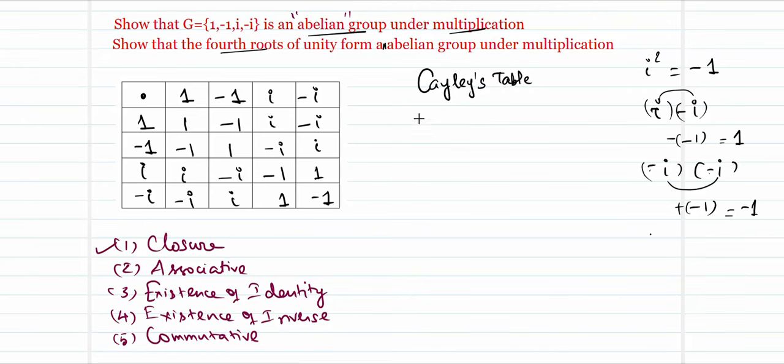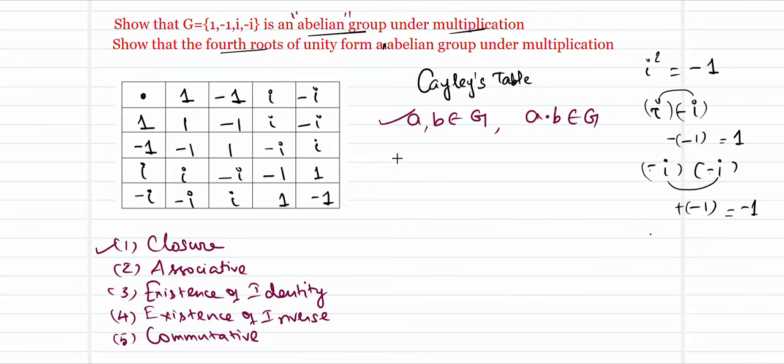What do you mean by closure? If I take any elements a, b belonging to the set G, the product a dot b must also belong to the set G. Now I see that within the table there are just the 4 elements which are a part of G and nothing extra is present. So whenever I do the binary operation, the answer also belongs to one of the elements in G. Therefore closure is true.